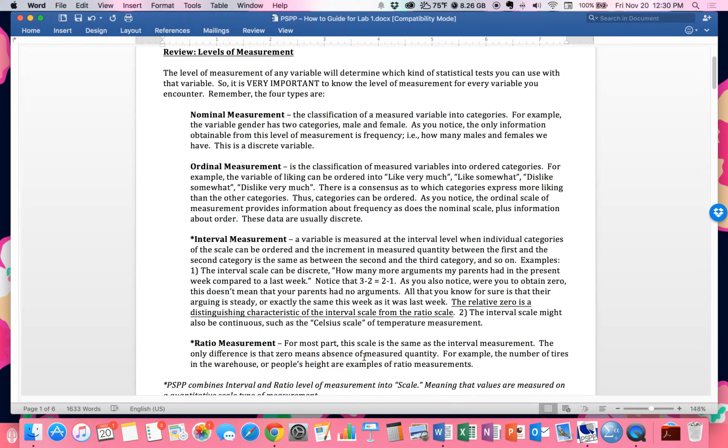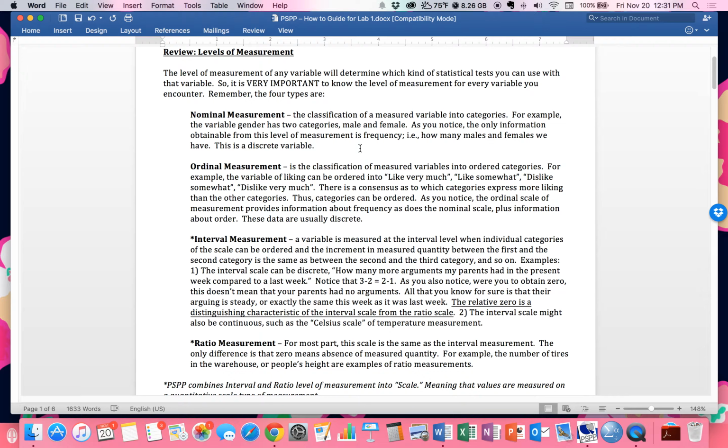Now I'll remind you, we start at the bottom with nominal. Nominal level of measurement is when we have something that's just categories, just names. A good example of this is gender, male and female. Female is not twice male. It can't be quantified. It's just a label. Names are another great example. My name is Amy. That is just a label. It doesn't mean anything, doesn't have any order to it.